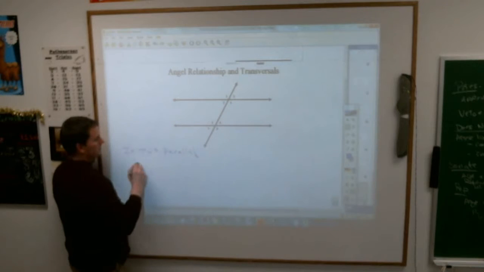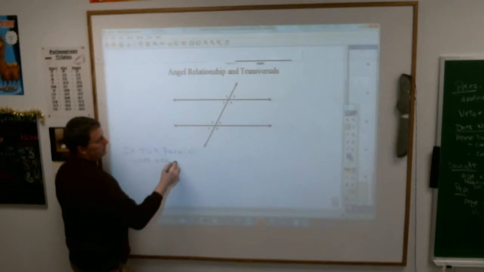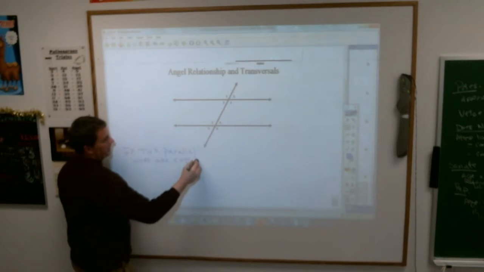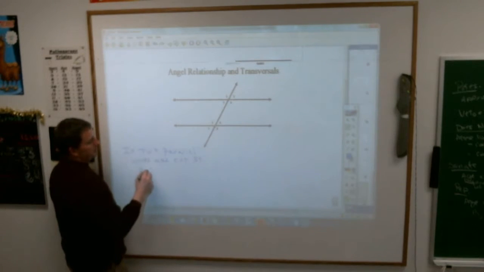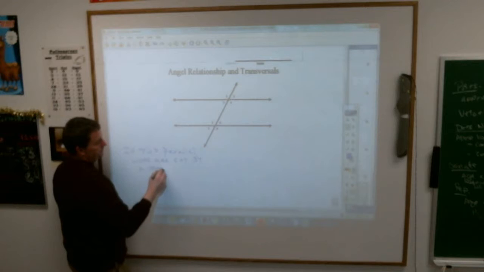parallel lines are cut by a transversal.